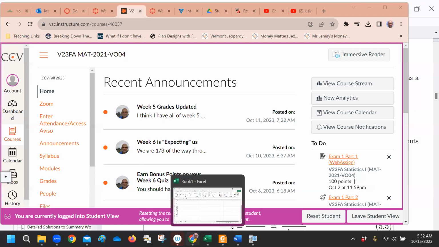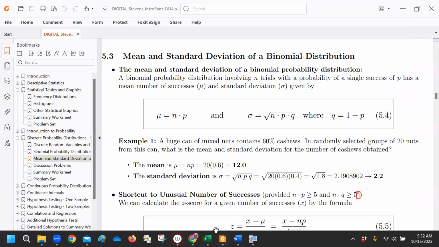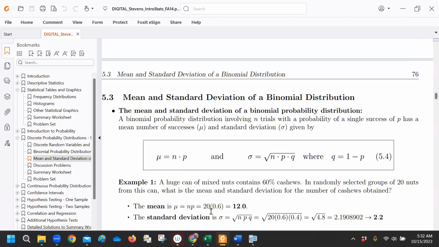Okay, so I thought, let's see, where do I have this? I'm going to point you to this for that WebAssign question. I'm going to point you to page 76 in the textbook, and this is about how we can use z-scores to determine unusual results in a binomial distribution.